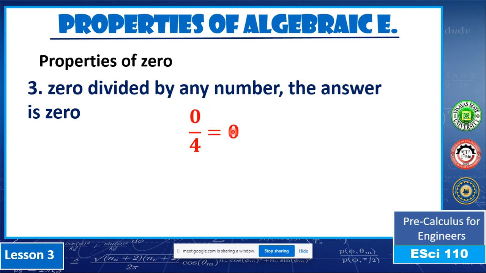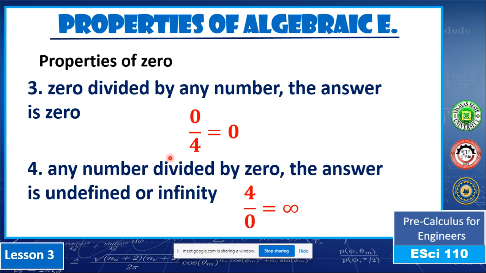So where did this property come from? It still came from the multiplicative identity property, because we can rewrite this into 1/4 times 0. So again, from statement 2, any number multiplied by 0, the answer is 0. Next, we have any number divided by 0, the answer is undefined or infinity. So ito yung sinasabi ko kanina. 4 divided by 0, the answer is, in other books, undefined. In others, it is infinity, meaning we don't know. It is an arbitrary thing. So parang ganun yung properties of 0 for statement 4.